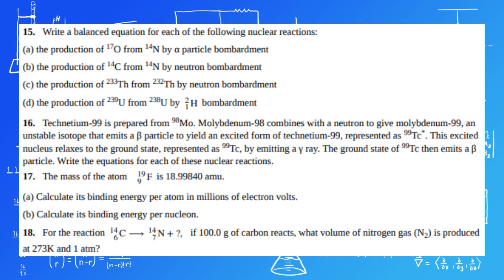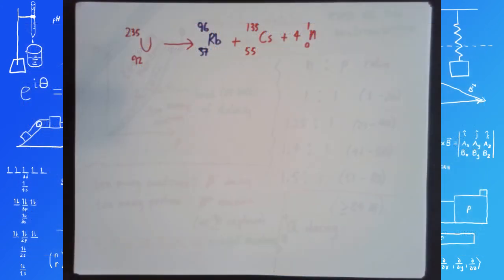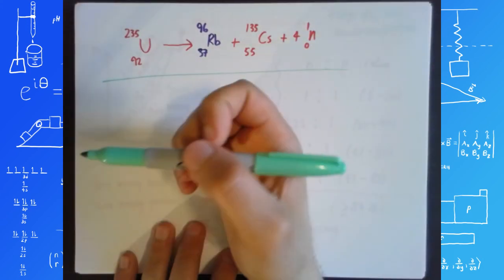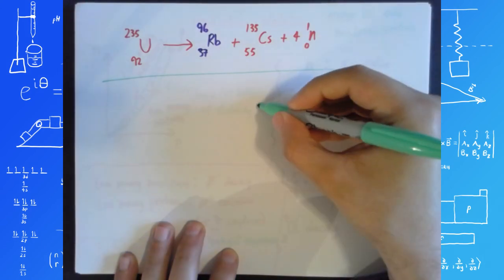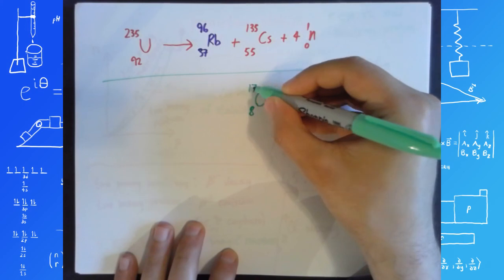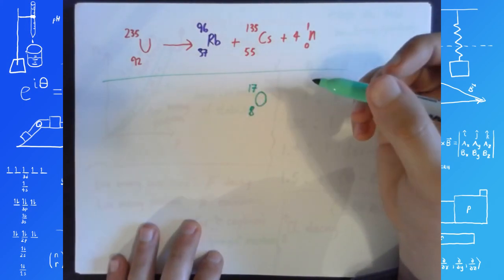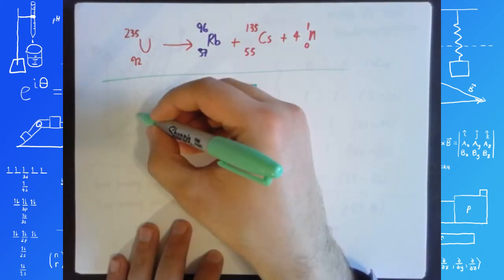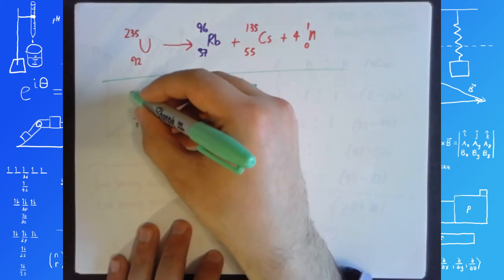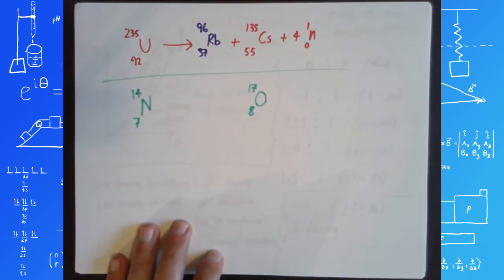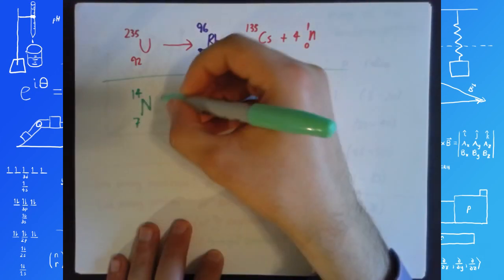Write a balanced equation for each of the following nuclear reactions. The production of oxygen-17 from nitrogen-14 by alpha particle bombardment. Okay, so basically the same as those 2 previous problems. But here you want to go from a written description to write the equation, not the name. Brain malfunctions. Okay, so the production of oxygen-17, so that means it's on the product side. Oxygen is atomic number 8. You can look it up on the periodic table if you don't know it by heart. From nitrogen-14, so nitrogen is atomic number 7, mass number 14 in this case. By alpha particle bombardment. So the alpha particle is a reactant.